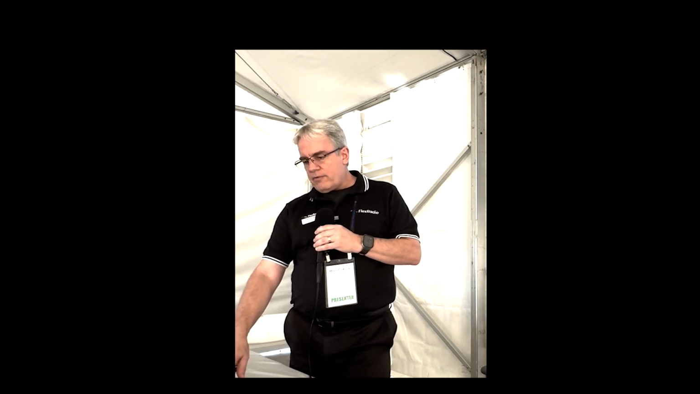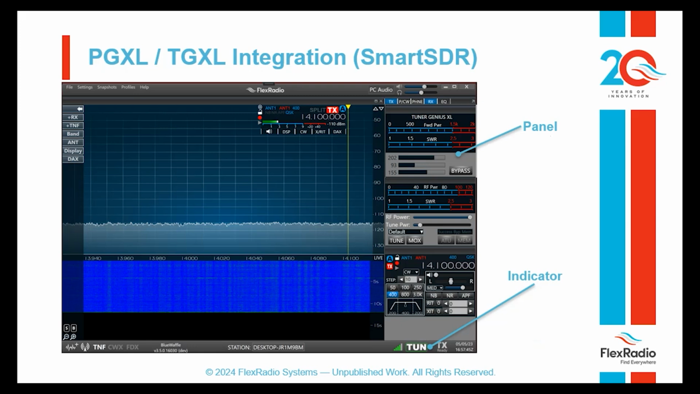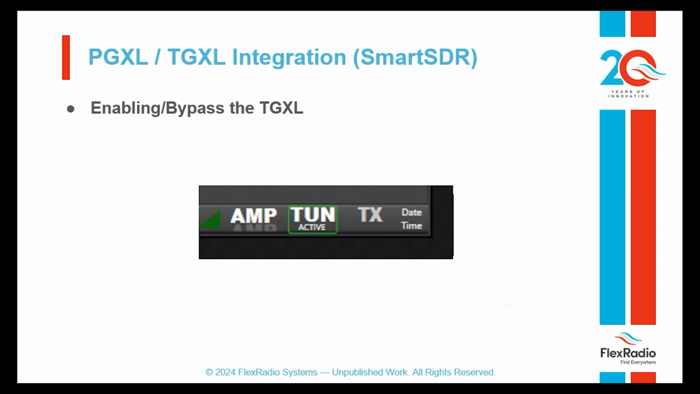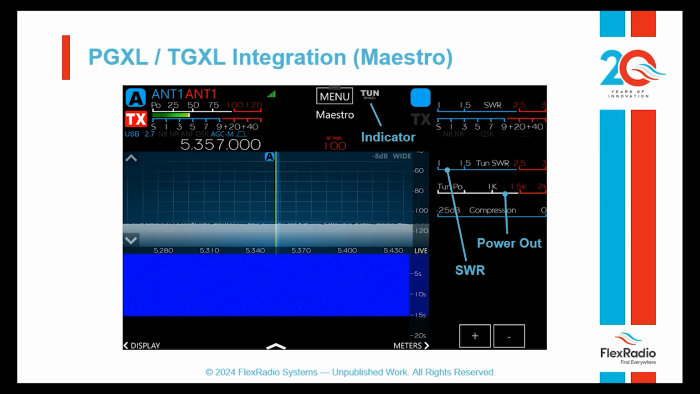There's a new panel for the Tuner Genius integration, the TGXL, and there's a tune indication down here at the bottom. So this is what the panel looks like. It's got your forward power, SWR, and then on the bottom it's a CLC, so it shows you the settings for the capacitor and inductors, and you can put it in bypass. To enable the bypass, you can click and unclick the tune button down here, and it'll put it in bypass. And then we did the same thing on the Maestro. There's a tune indicator up here on the Maestro, and then there are new meters for the SWR and power out. Yes?